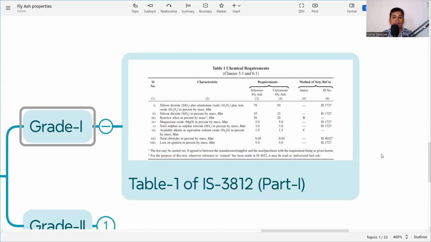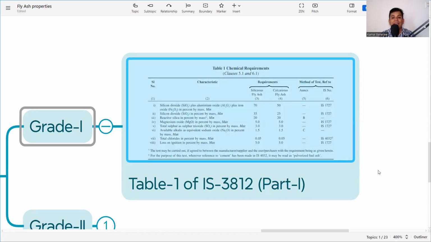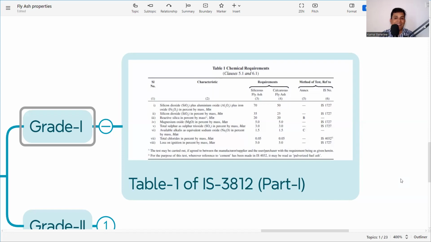So these are the tables we need to follow whenever we are selecting fly ash for our concrete production or any other things. Whether it is grade 1, we need to follow this, and we need to satisfy these criteria. If it is satisfied, we can say it is a grade 1 fly ash, and we can use it for our concrete production.